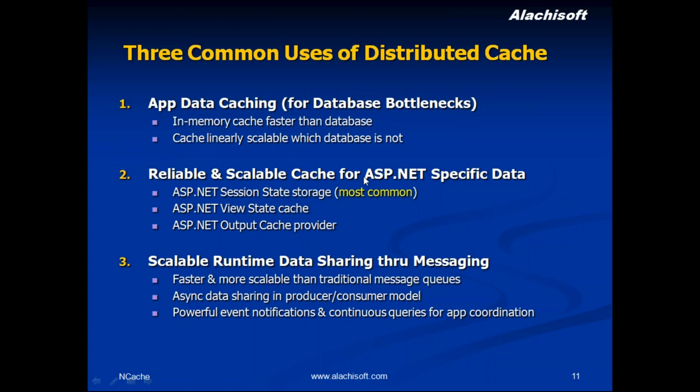Next use case is around ASP.NET specific applications, and this is a very easy way to get started with NCache. We have 3 options here. First is ASP.NET Session State Storage. You could use it in MVC or ASP.NET Web Forms. Any ASP.NET web application can make use of this. Without any code changes, you can have your session data stored in a distributed cache.